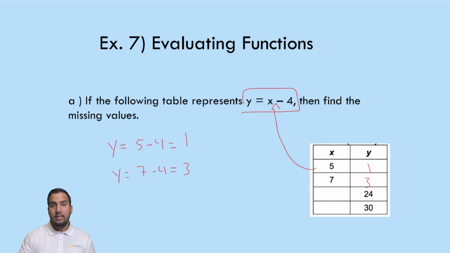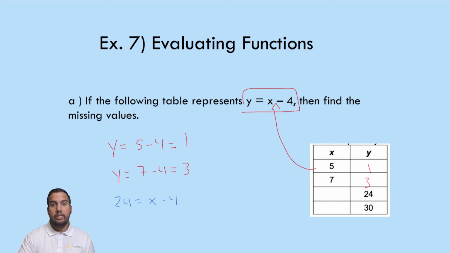Now we're going to move on to the next one, but notice they don't give me an x now, they give me a y. So you have to ask yourself, how do you solve this? What do we do when they give me a y? I'm going to substitute into where? I'm going to substitute into y. So how do I solve this? It's going to be 24 equals x minus 4. Notice that the x is missing because that's what we're solving for. We're finding that missing x. So I'm going to solve it.